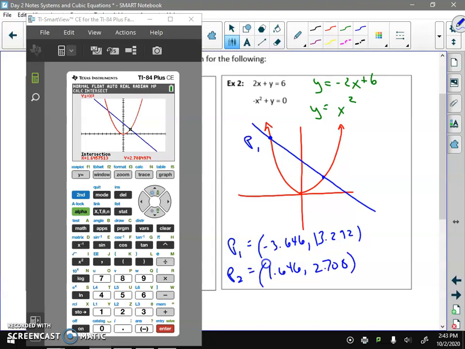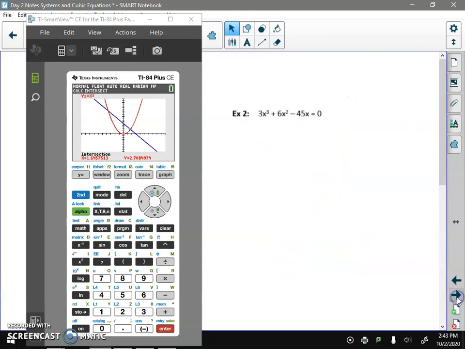All right. Solving systems of equations analytically as well as graphically. Got that down, use a calculator, irrational numbers. I think we're good. Moving on. Cubic equations. What does that mean?